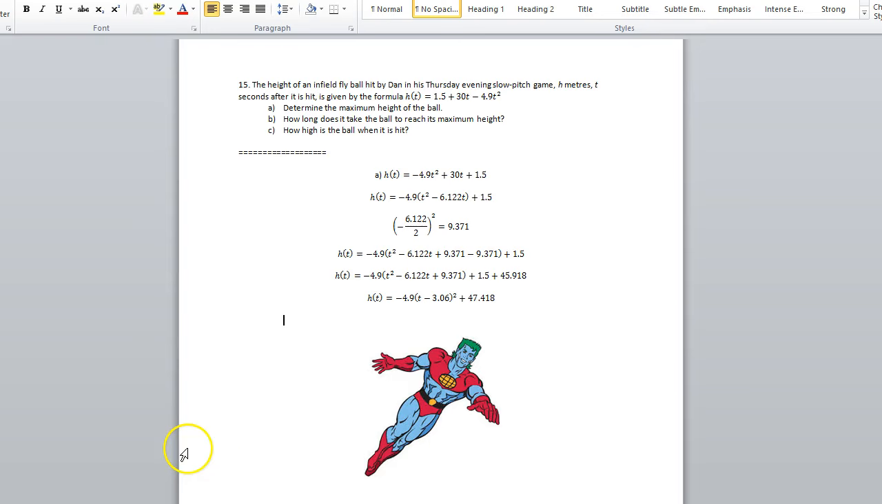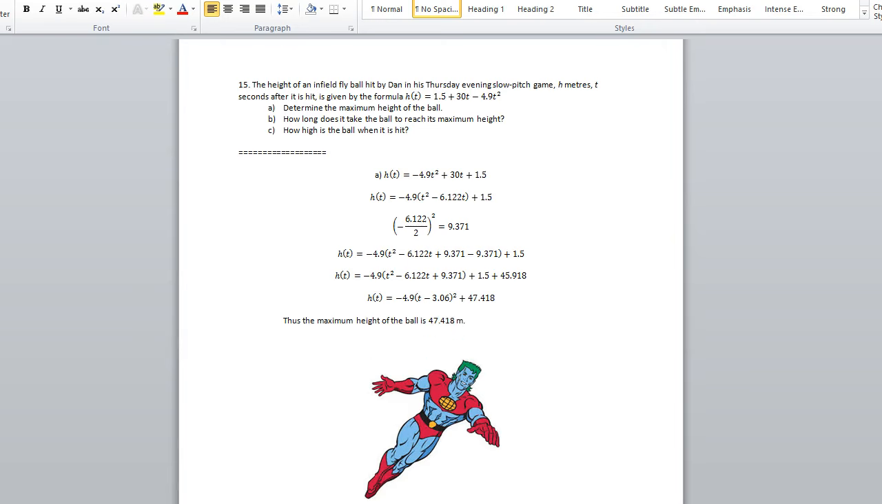And we're done. Now to finish answering A, we can say thus the maximum height of the ball is 47.418 meters. Okay. And then for B, how long does it take it to reach its maximum height? We're just looking for the axis of symmetry. In other words, the x value of the vertex, 3.06 seconds.